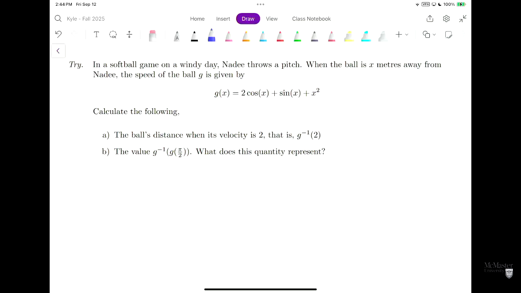Did anyone get an answer for A? Just shout it out. Zero. One more time, I didn't hear you guys. What's the answer for A? 0. That's a bit better. 6 pi. Very good. And then, what about B? Did anyone get an answer for B?